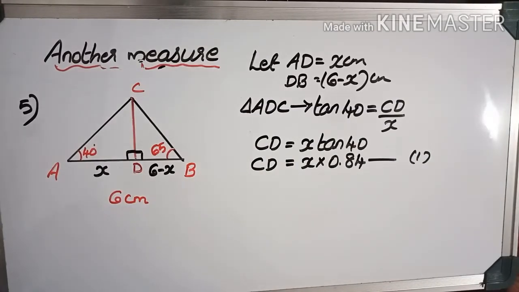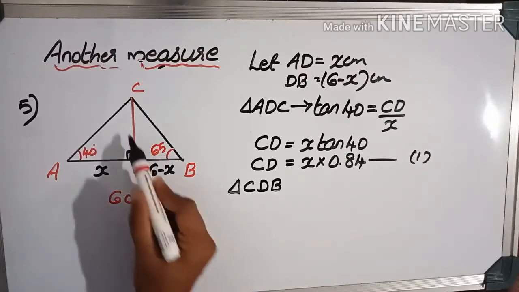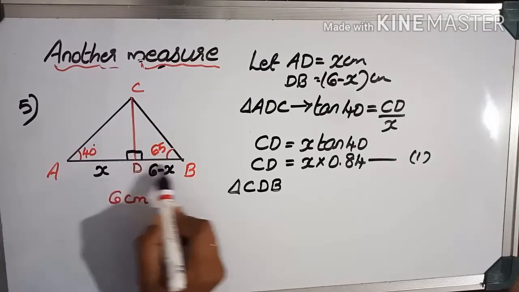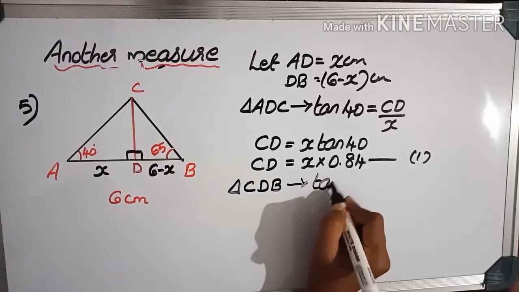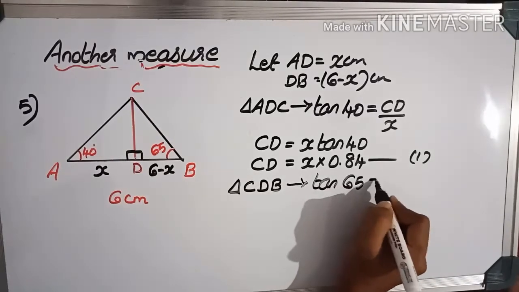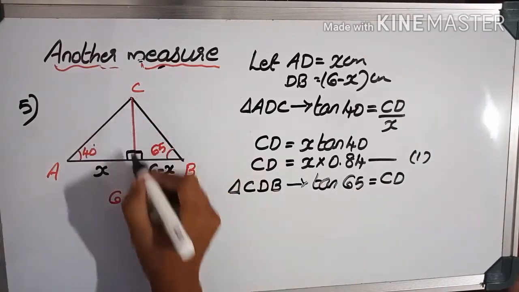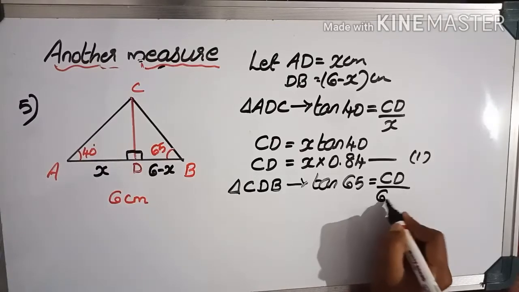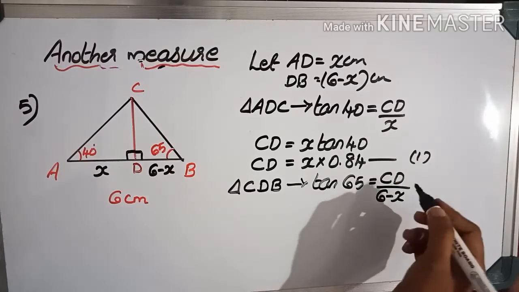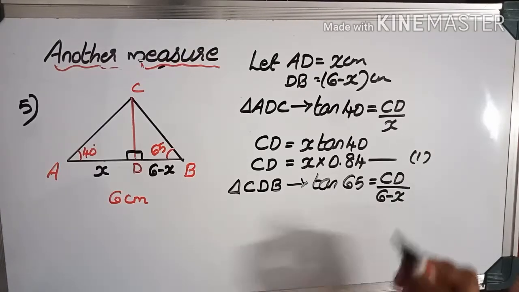Similarly, we have to consider the next triangle, triangle CDB. Here also opposite side we have to find, adjacent is given. That means tan. Tan 65 equal to opposite side, same CD, by adjacent side DB, which is 6 minus x. I am not writing the equation because space won't be enough.